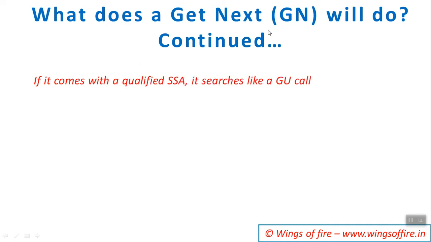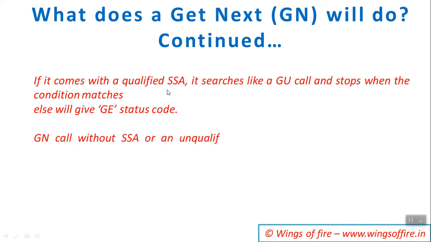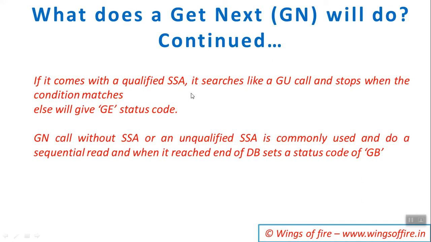Okay, so we can also give GN with a qualified SSA. It's like skip sequential. Suppose your cursor is in the middle of the database, and whatever you're searching for is near that current record, we give GN with qualified. We don't give a GU with qualified, because a GU with qualified will always start from the top of the database, while GN with qualified will start from the current cursor position. So this is more efficient when compared to a GU with a qualified.